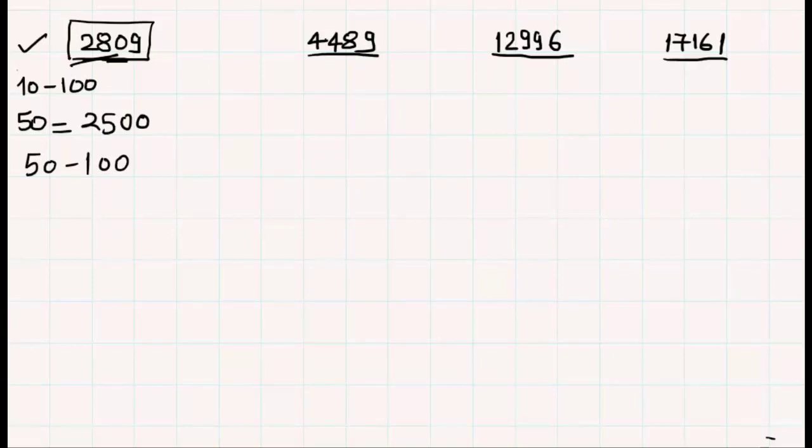Now the next easy square number is 60. What is the square of 60? 3600. Now this number is less than 3600. So our square root must lie between 50 and 60. Somewhere between these two it lies.